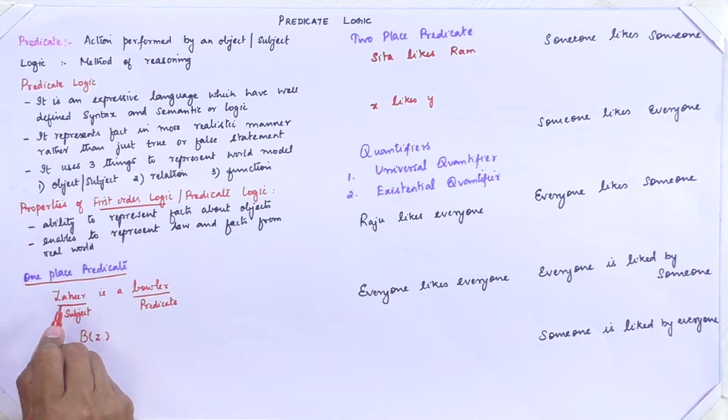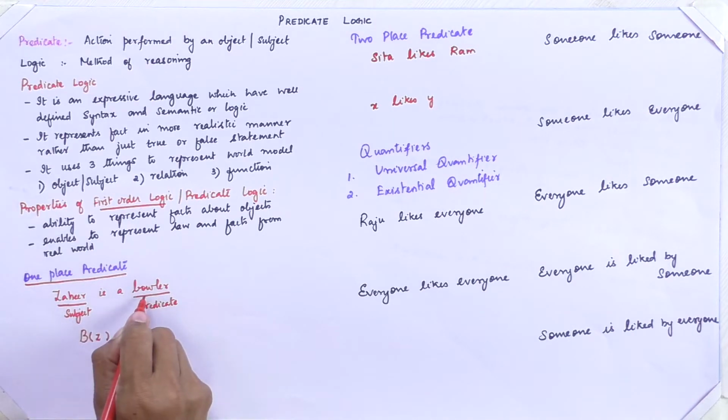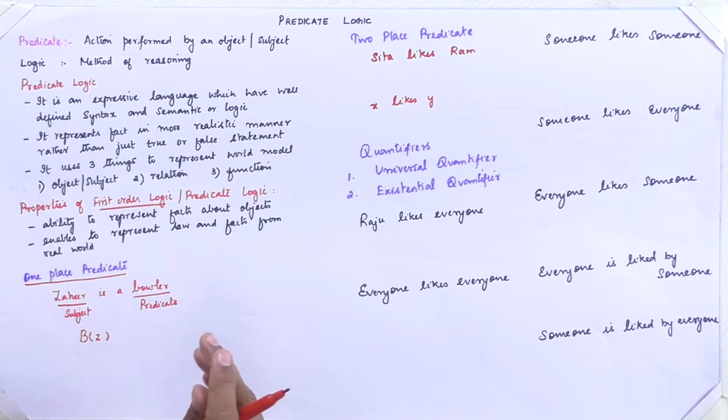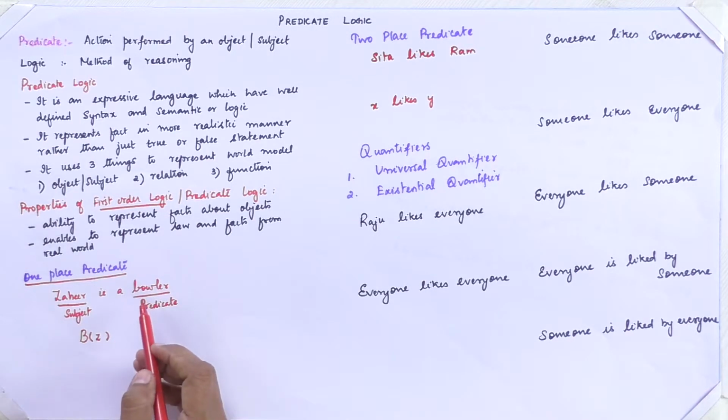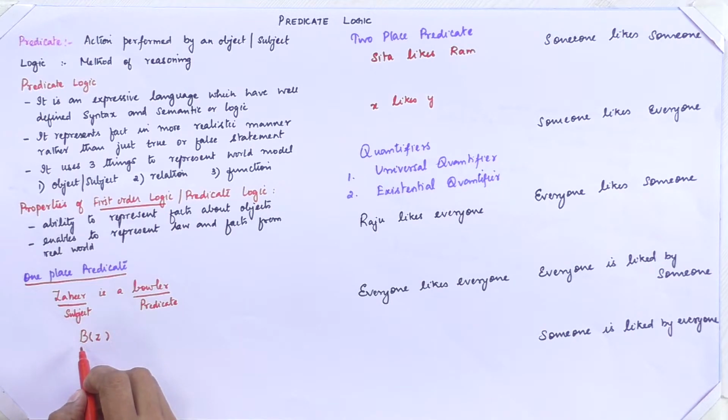And what is the action performed by this Zahir? The action performed by Zahir is bowler. Therefore this bowler represents the predicate. Okay, fine. Now that we have understood how to identify the subject and the predicate from the given statement, we will have to represent that in a symbolic manner. So how do we represent it? The predicate term, bowler, should always be written first. That is the formula for it.